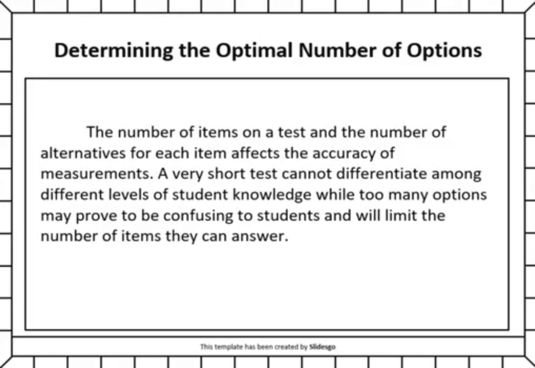Determining the optimal number of options. So the number of items on a test and the number of alternatives for each item affects the accuracy of measurements. A very short test cannot differentiate among different levels of student knowledge, while too many options may prove to be confusing to students and will limit the number of items they can answer. Current evidence shows that the teacher would be better off with 80 items, having 3 alternatives each, than 60 items with 4 options each. 3 to 5 choices are reasonable for multiple choice tests.